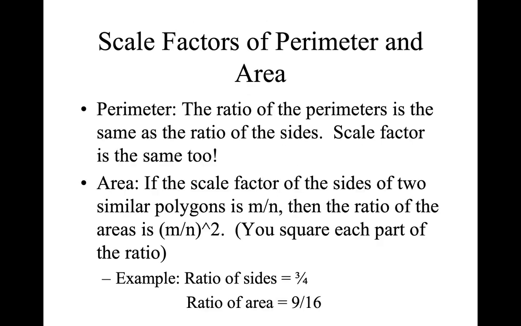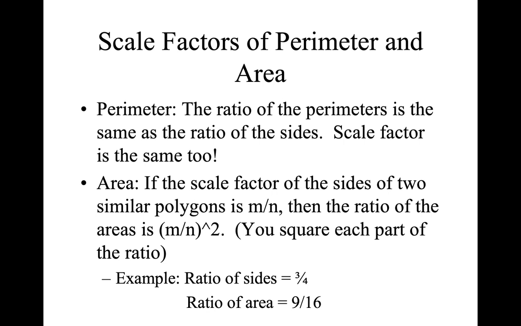Now let's discuss scale factors of perimeter and area. So I'm going to discuss this, and then I'm going to give you a very short video to look at where I actually write all this out and give you solid examples. So this says that for perimeter, the ratio of the perimeters is the same as the ratio of the sides. The scale factor is the same too.